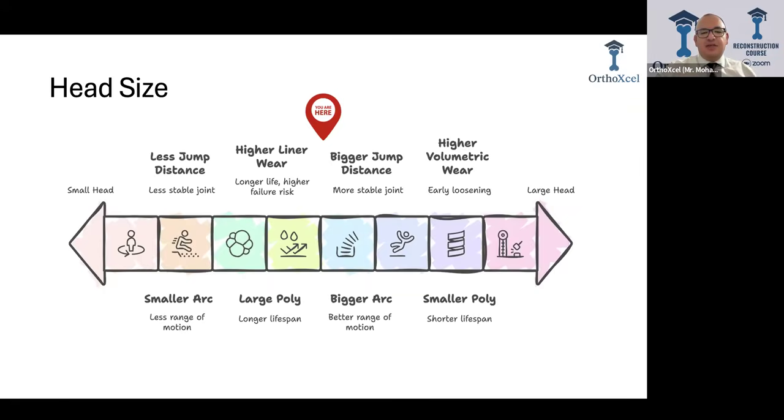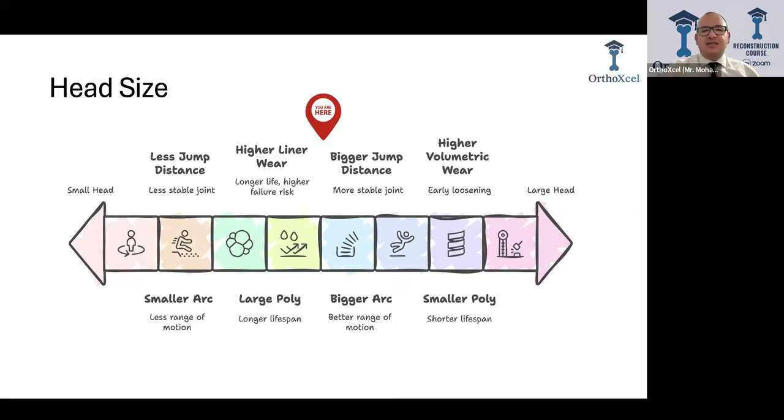So if you think about a patient who needs more range of motion, so a bigger arc, a bigger jump distance, so big range of motion with less risk of dislocation, but you have to understand that you will pay with high volumetric wear and risk of osteolysis or loosening, a thinner poly, which is a shorter lifespan, then go for a large head. If you think that your patient needs less range of motion in exchange for a longer life of the implant and less wear, think about a smaller head.